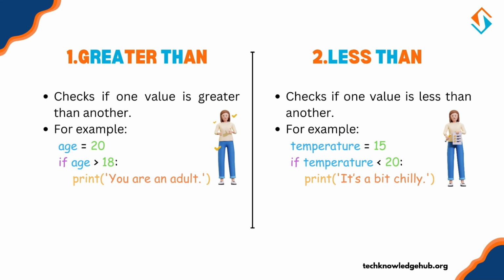Age = 20. If age > 18, then print "You are an adult". Second is less than. It checks if one value is less than another. Temperature = 15. If temperature < 20, then print "It's a bit chilly".